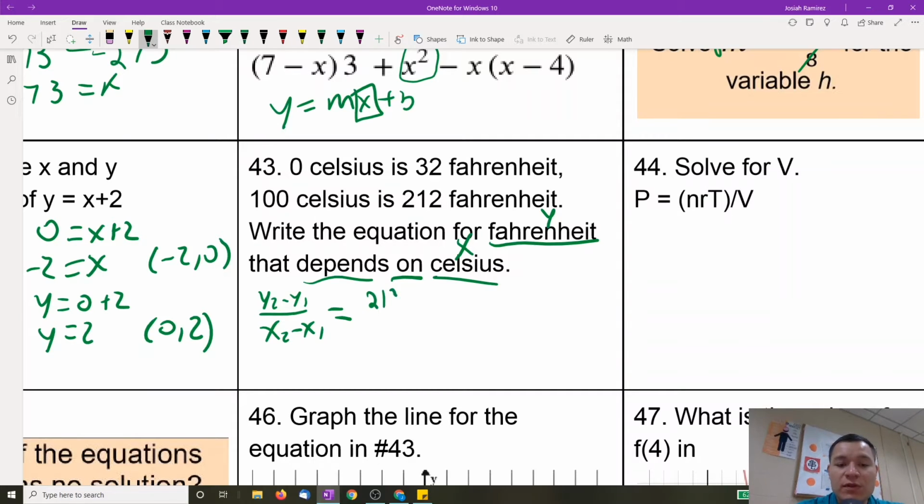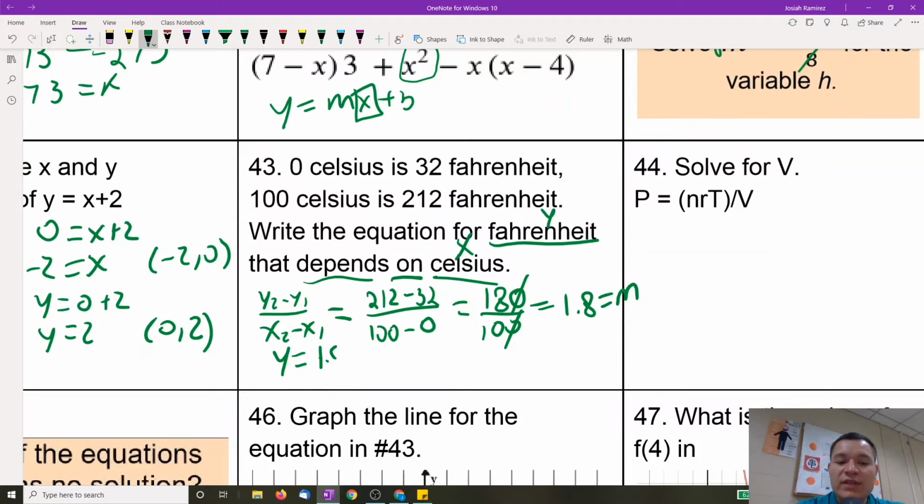That's 212 minus 32. Oh, I didn't put minus. Minus 32 over 100 minus 0. That'll be equal to 180 over 100, which equals 18 divided by 10, which is 1.8. That's our slope. Y equals 1.8x plus b.